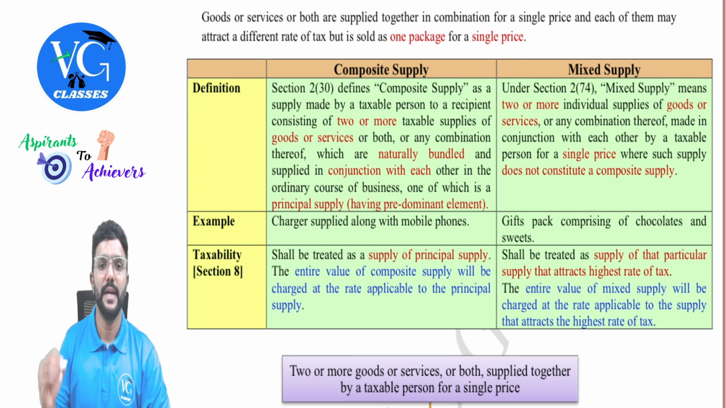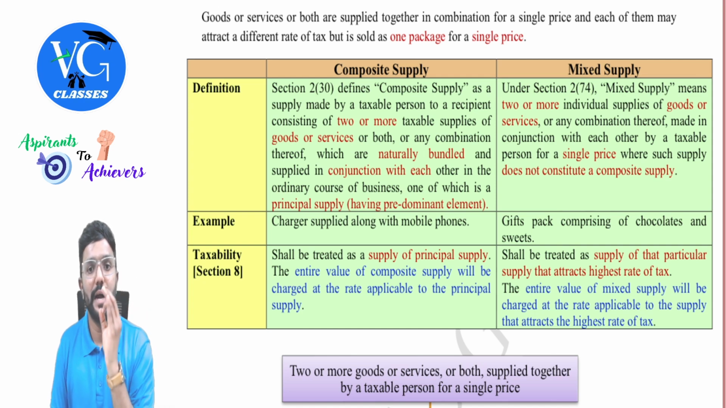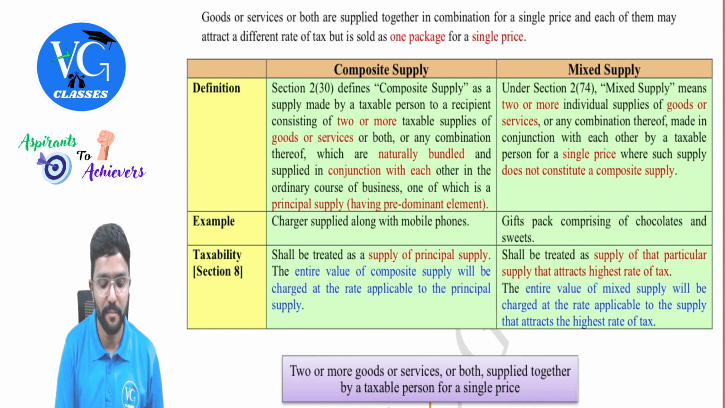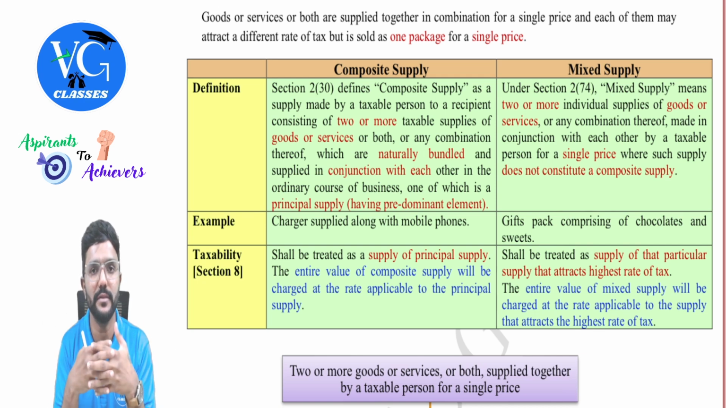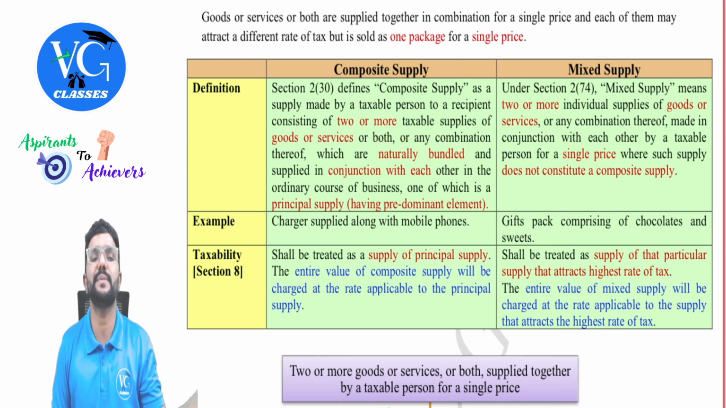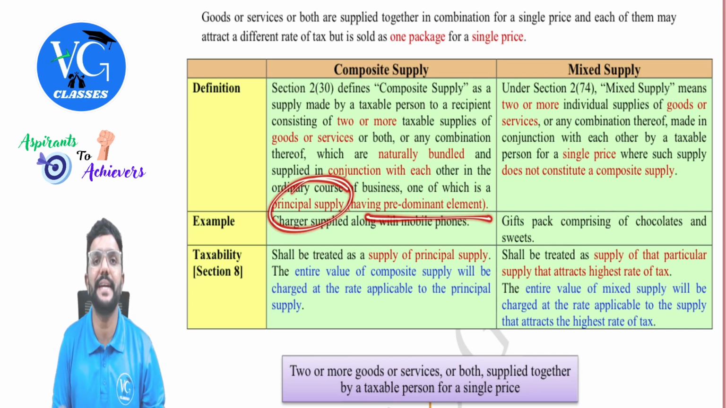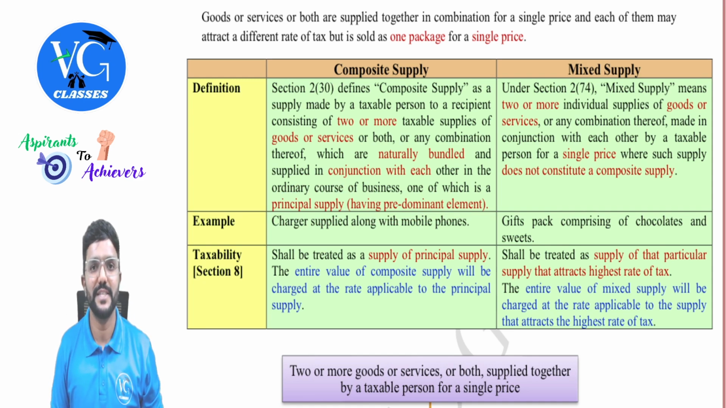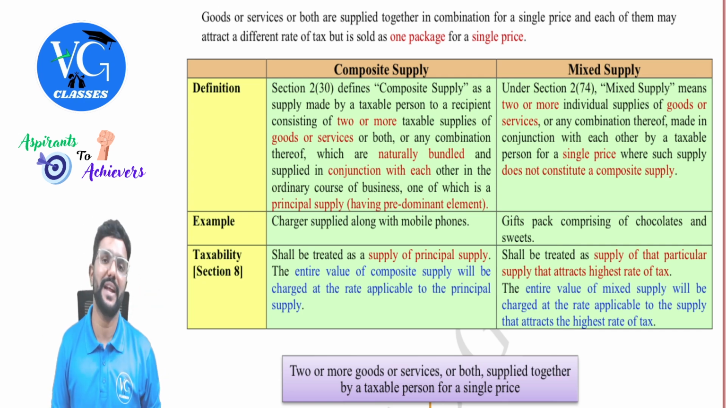Got it? Yes. And supplied in conjunction with each other means together, in the ordinary course of business, one of which is a principal supply. So when two or more goods or services or both are supplied together for a single price, which is naturally bundled, we need to identify which is the principal supply there. The principal supply is the one with the predominant element, because of which the other things got supplied. For example, mobile phone supplied along with charger. So the mobile phone is the principal supply.